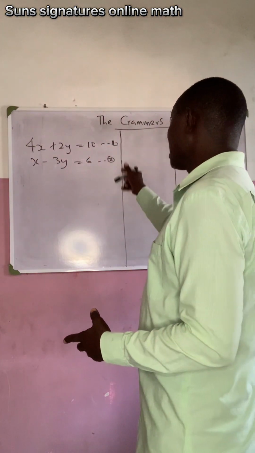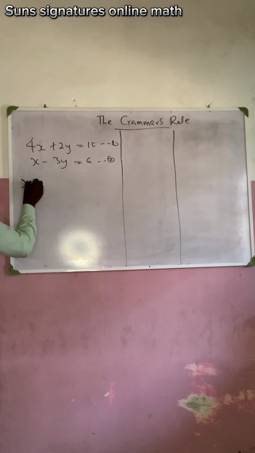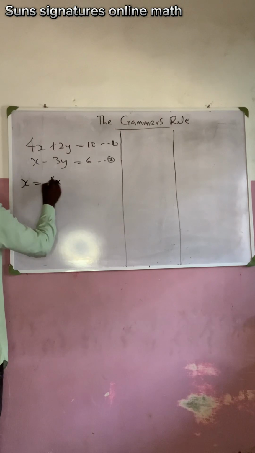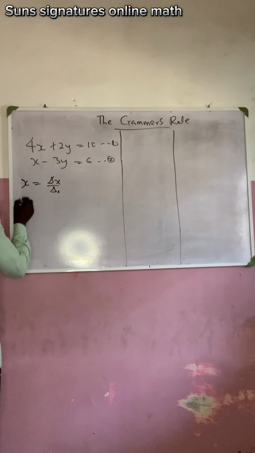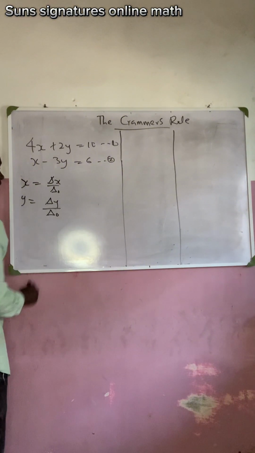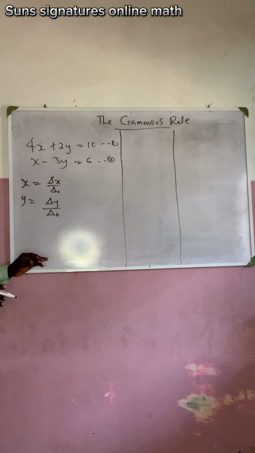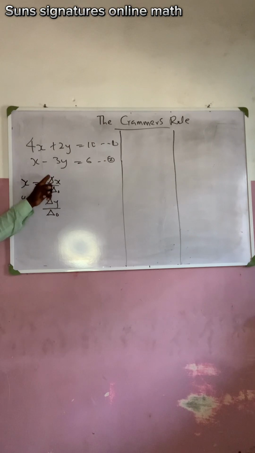Now, what do you do? The definition of Cramer's rule is that the value of x will be equal to delta x all over delta 0, and y will be equal to delta y all over delta 0. The delta x, delta 0, and delta y are all determinants. Before you solve for delta x and delta y, you must have delta 0, which is the defining factor, because it's the one you use in dividing for x and y.